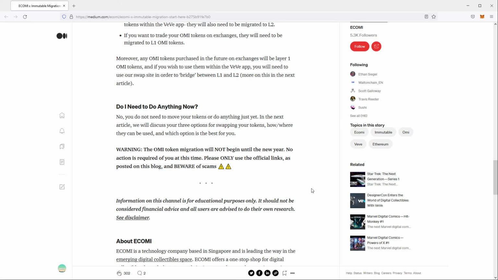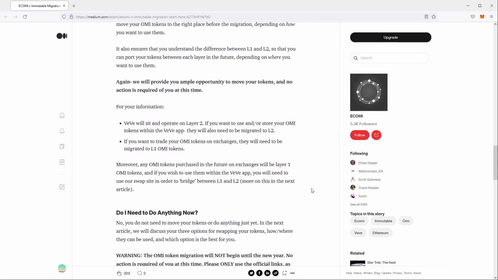Once again, they give us a little warning. OMI token migration will not begin until the new year. Okay, guys, so don't fall for those scams or any kind of links. Don't click anything posted in the Discord or anywhere on the web. Just be aware. And yes, there are people out there willing to go far beyond to get you to give them your OMI tokens. So don't fall for any of that. Yeah, for sure.